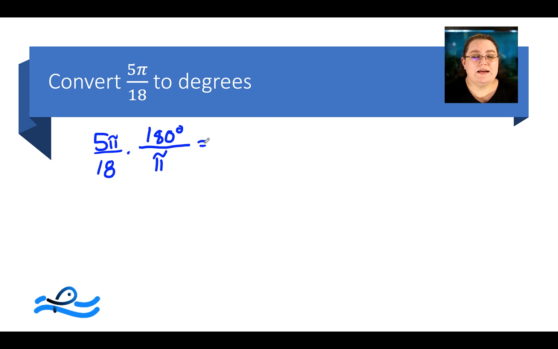Now we just cancel and simplify. The pi's on top and bottom will cancel, and I notice that 18 goes into 180 10 times. So I want to multiply 5 times 10 times the degree symbol, which gives me 5 times 10 is 50. Then add the degree symbol, and so we get 50 degrees. So 5 pi over 18 radians is the same as 50 degrees.